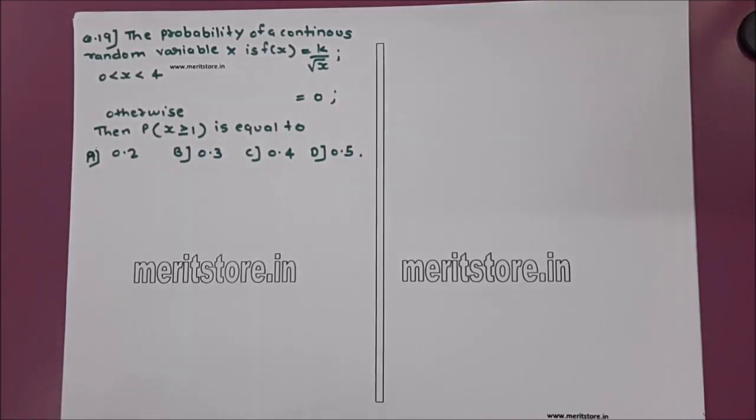Question 19. The probability density of a continuous random variable x is fx equal to k by root x, where x is greater than 0 and less than 4, and 0 otherwise. Then P of x greater than or equal to 1 is equal to: a 0.2, b 0.3, c 0.4 and d 0.5.